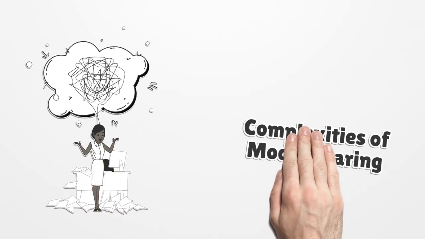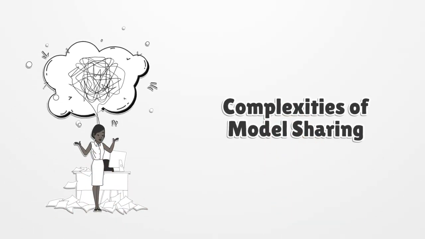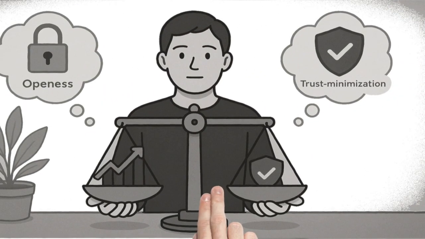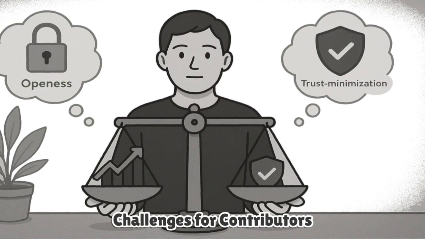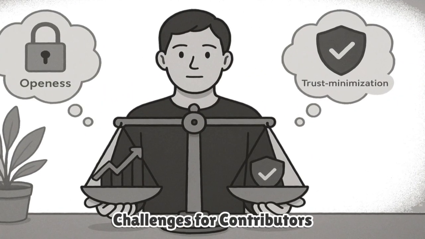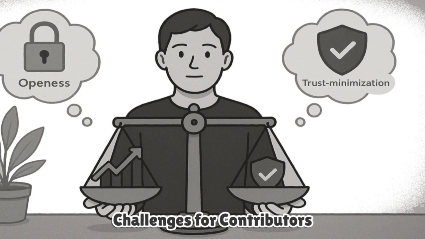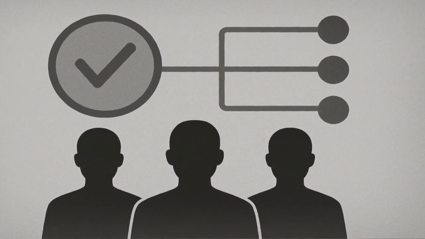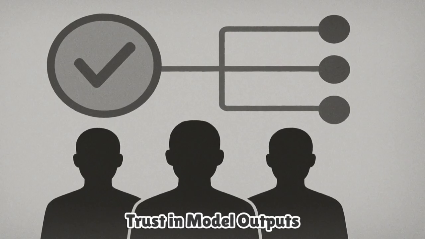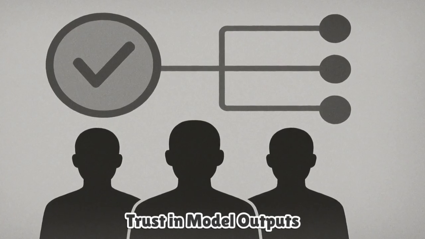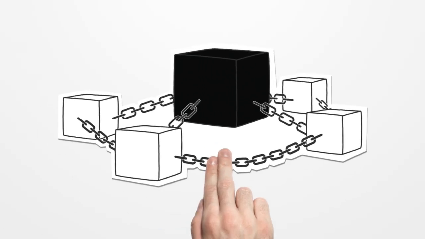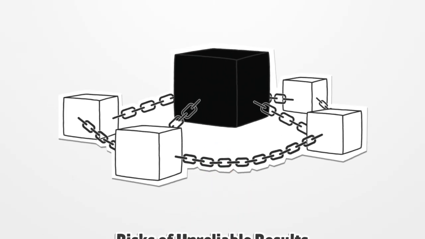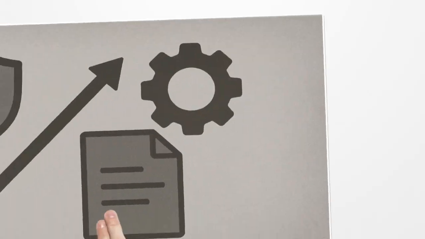Model sharing introduces additional complexities. Contributors must be confident that their models are protected, that usage is tracked correctly, and that compensation, if implemented, is distributed accurately. Consumers of model outputs must trust the consistency and integrity of responses generated by distributed nodes. Without strong validation frameworks and transparent operational logic, decentralized AI networks risk producing unreliable results or enabling model exploitation.